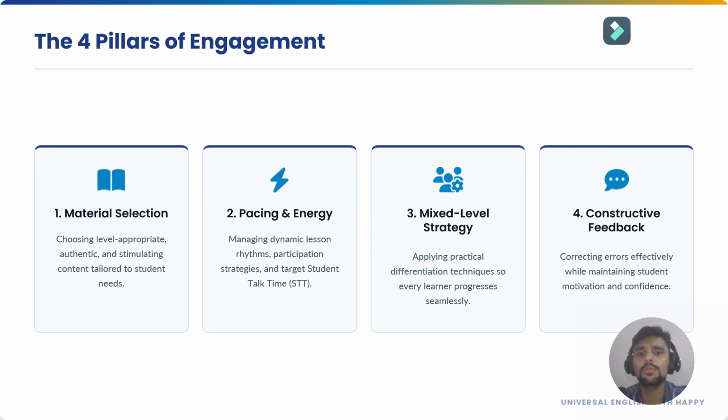If you ignore your mixed level dynamics, your weaker students fall into helpless despair, while your stronger students get bored and disruptive. And if your feedback technique is overly harsh or intrusive, students stop raising their hands because they fear public embarrassment. When you align all four, bringing relevant materials, delivering lively pacing, scaffolding for every ability, and giving supportive feedback, your classroom transforms. Students stop being passive observers and become active language users. Let's examine Pillar 1 in detail.